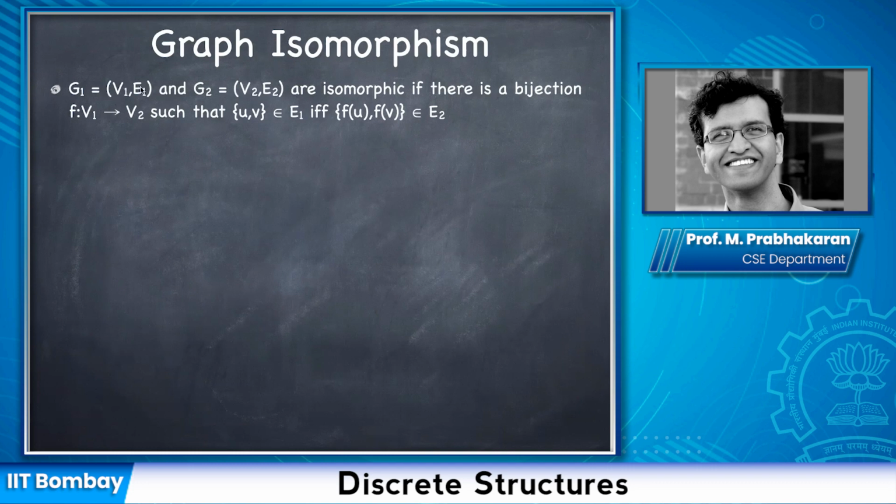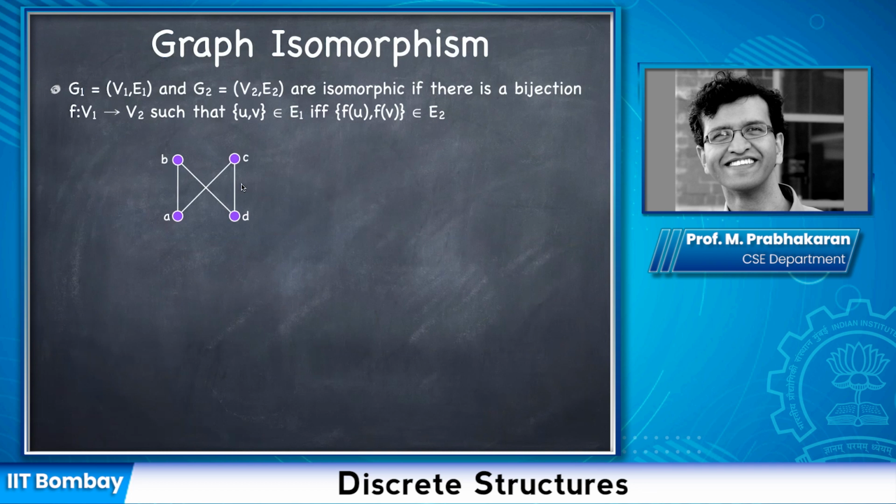If there is a relabeling, so relabeling is essentially a bijection from one vertex set to another, such that once you do the relabeling, this edge set automatically transforms into this edge set. So E2 consists of exactly the same edges as UV under the relabeling. So if UV is an edge in E1, then f(U), f(V), the relabeled nodes, give you an edge in E2 and vice versa. So that's the only way you will get edges in E2.